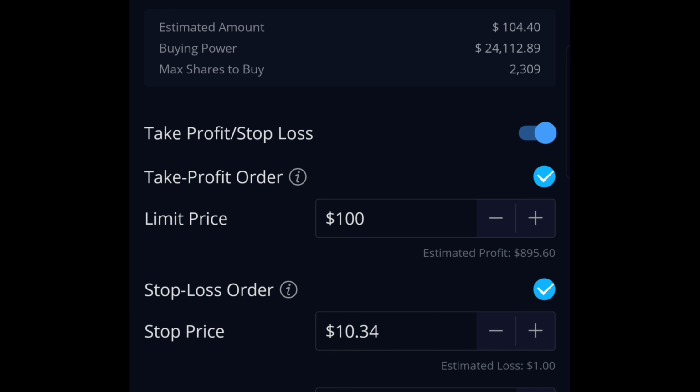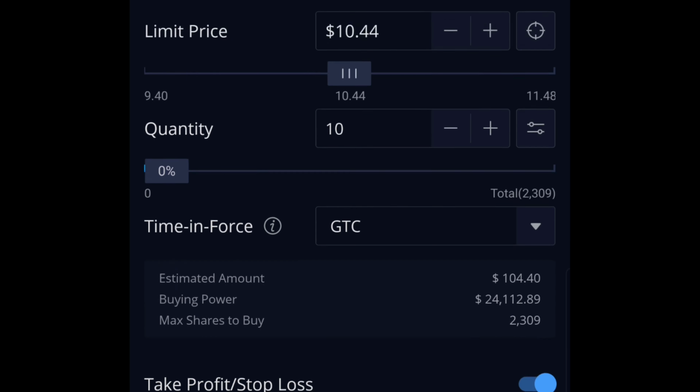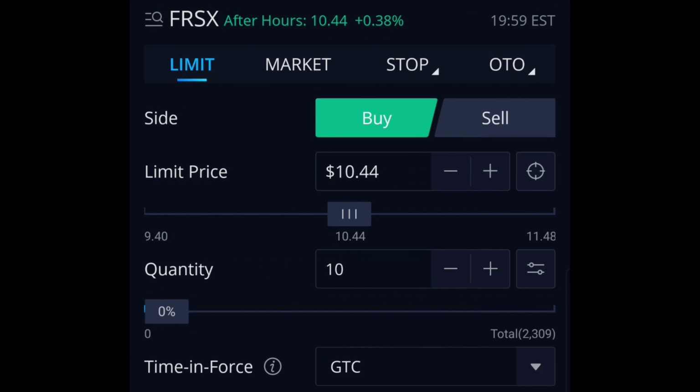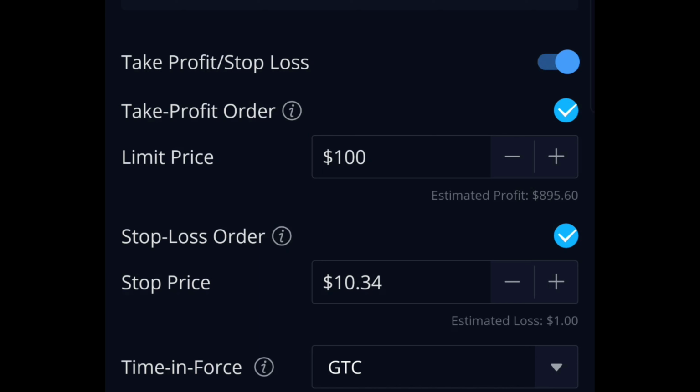And then you can set the stop price. Now, this is your stop loss. This is really the most important part. This is what's going to save your butt if that stock decides to drop and continue to drop. So if my purchase price is $10.44, which you can see right there, that's my purchase price, then I don't want to lose much money. And the other nice thing about this is it's going to tell you down here what your estimated loss is. I'll point that out here in a second.